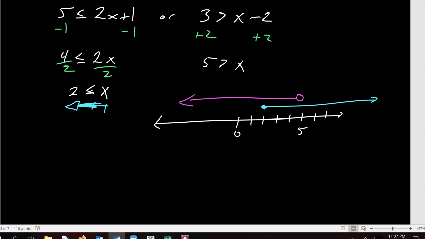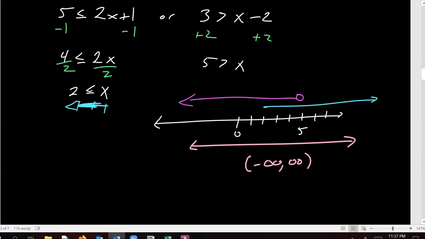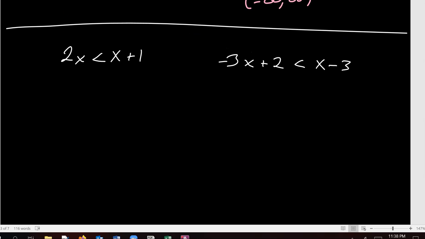Now, if I join those two graphs together, just imagine overlaying one on top of the other. Then that's just going to leave one line that goes in both directions forever. So that's going to be negative infinity to infinity. And let's do one more similar to that. So we're going to have that one or this.